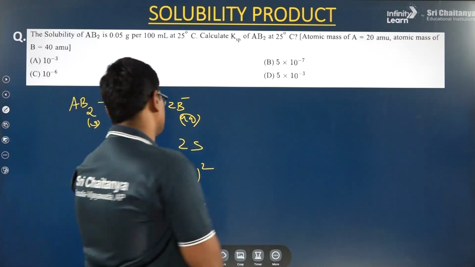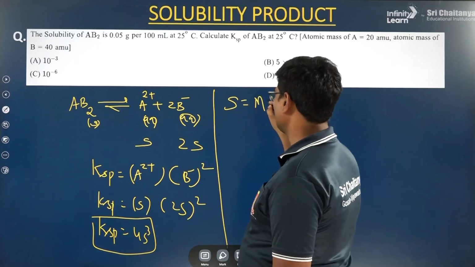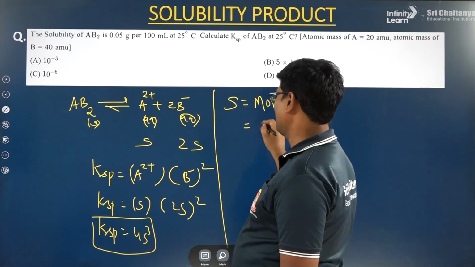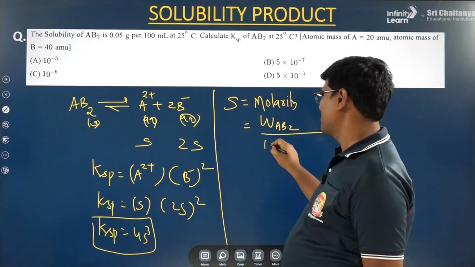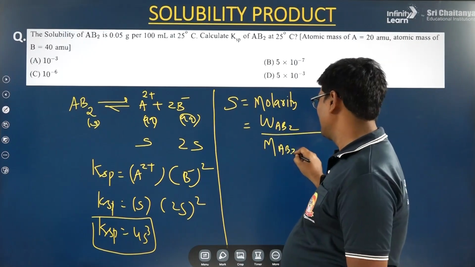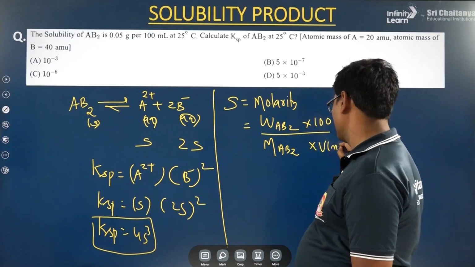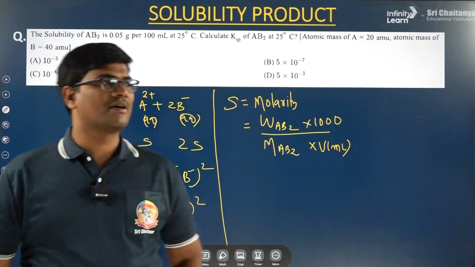Then the biggest point is, what is S here? Did they give the S value directly? No. S is nothing but molarity. The molarity formula is weight of solute AB2 divided by molar mass of solute AB2, into 1000 divided by volume of solution in milliliters. Are you clear with this? Solubility is nothing but molarity here.